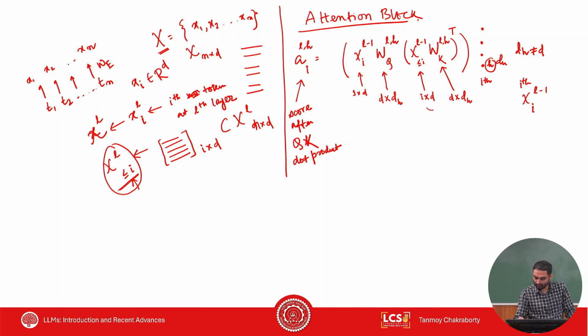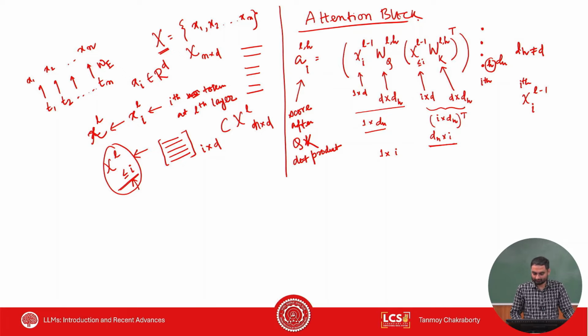Okay, so from I cross d and d cross dh, I will get I cross dh. Okay, and this will be transposed, so I'll get dh cross I, right? And here I have 1 cross dh. And 1 cross dh and dh cross I will be multiplied, we will get 1 cross I. What is 1 cross I? 1 cross I is basically a vector corresponding to I number of previous tokens, and these are attention scores. So we are good so far.